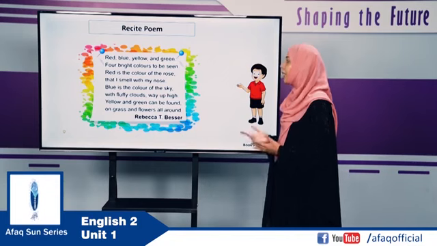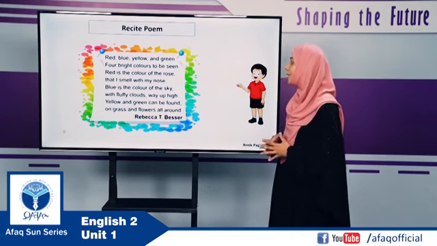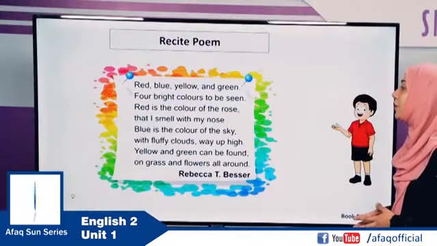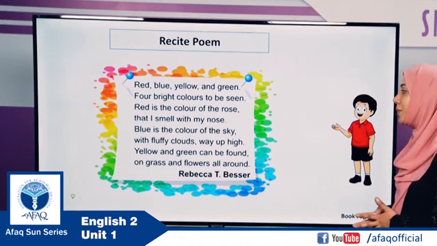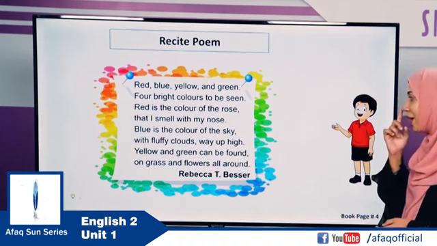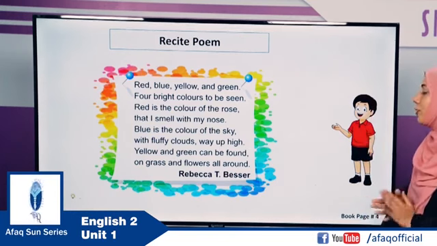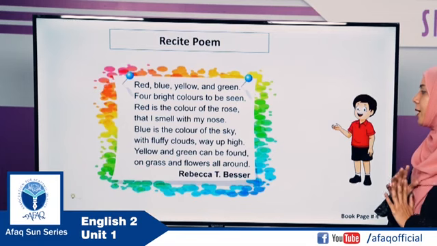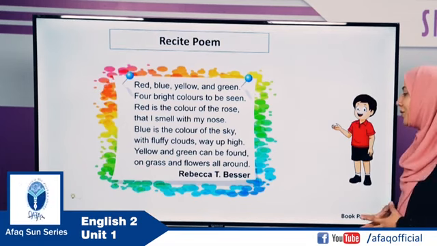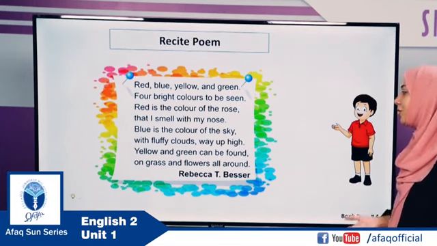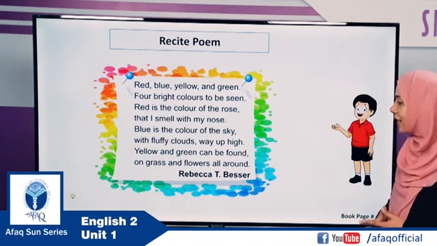Red, blue, yellow and green, 4 bright colors to be seen. Red is the color of the rose that I smell with my nose. Blue is the color of the sky with fluffy clouds way up high. Yellow and green can be found on grass and flowers all around.